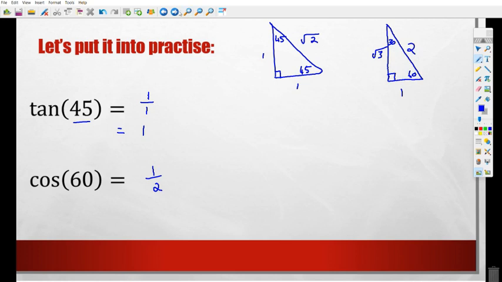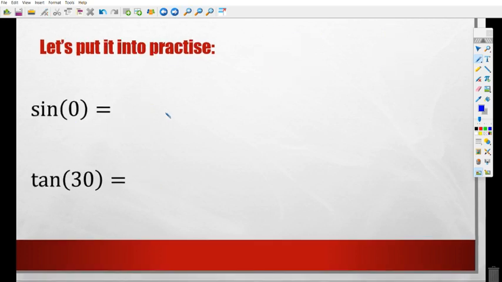Let's look at the next few examples. Sine of 0, tan of 30. Ready, set, go. I've seen you pause the video. You've done it already. You've drawn your triangles. Nice, nice. Easy peasy, lemon squeezy. So sine of 0, I know that that's a special angle.